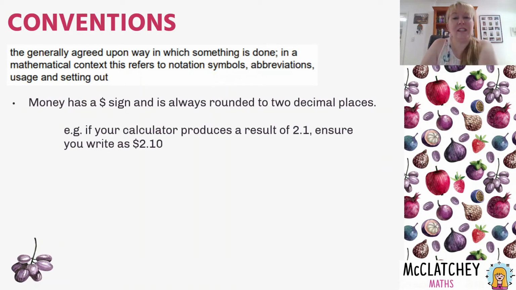Some other conventions include money. Money has a dollar sign, and it's always rounded to 2 decimal places for the cents. Often your calculator, when you've got something in whole 10 cents amounts, will produce a result such as 2.1. You need to remember to write that as $2.10 because that's what 2.1 is in the context of money. So make sure that you're using 2 decimal places.